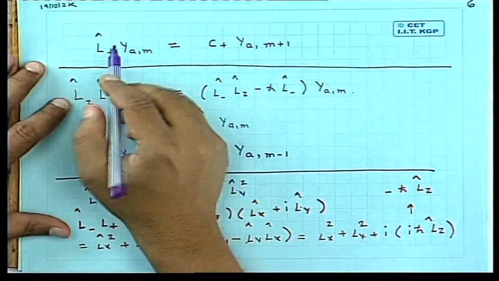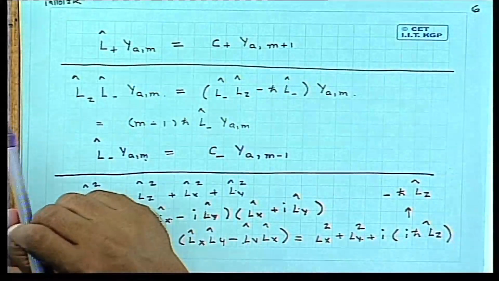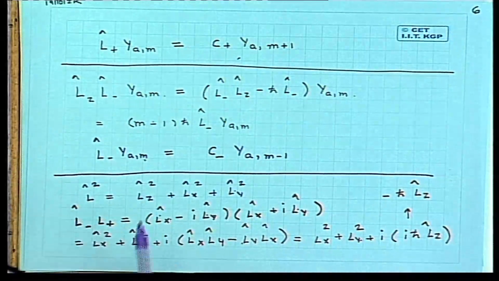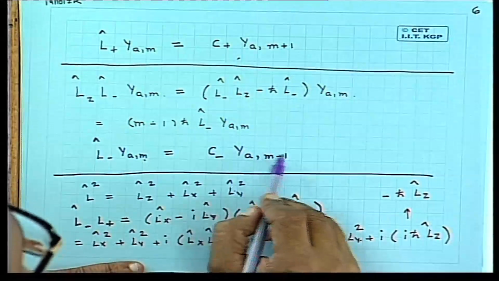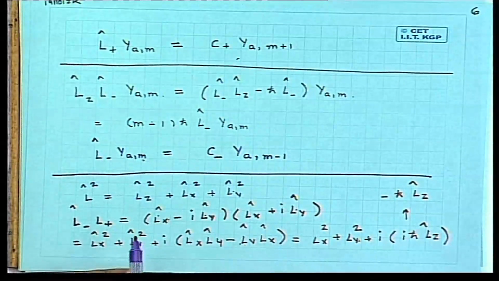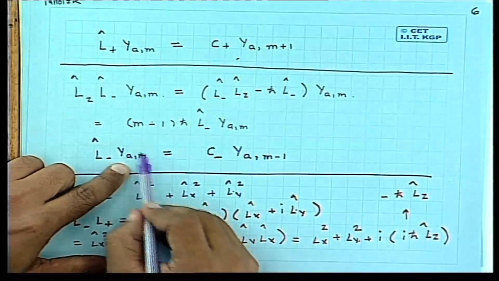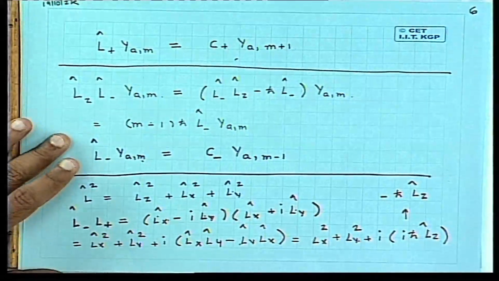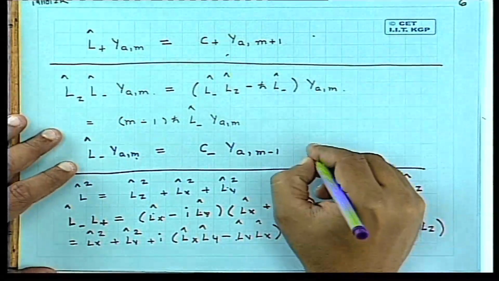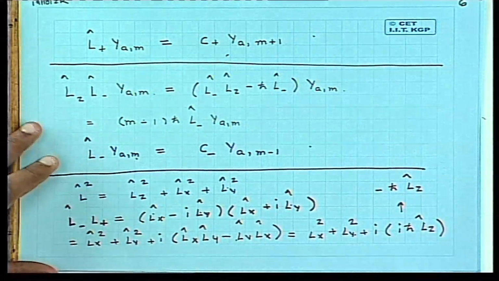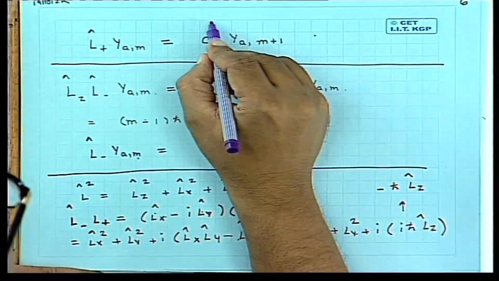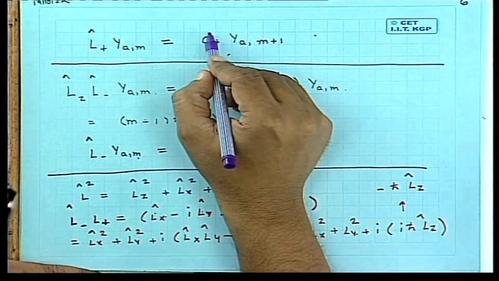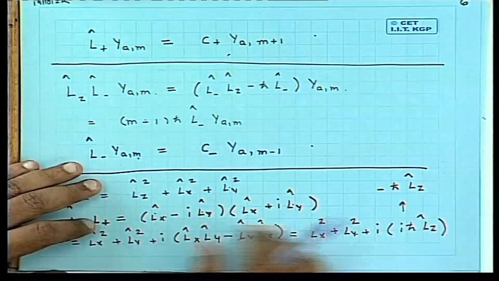If you know Y_lm, you can easily work out Y_l,m+1 by just acting with L plus. Similarly, you can also work out Y_l,m-1. So for a fixed value of l and m, if you can work out one function, you can work out all the functions for all the other values of m. So we are going to use this to work out these eigenfunctions. For that we need to know this coefficient c also, if we want to preserve the normalization. So let us first work out what this coefficient c is.